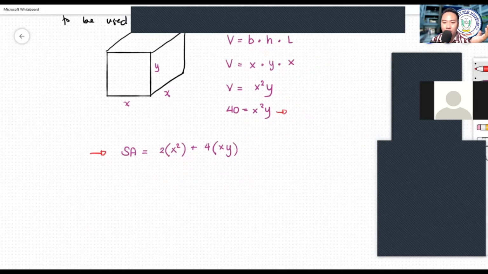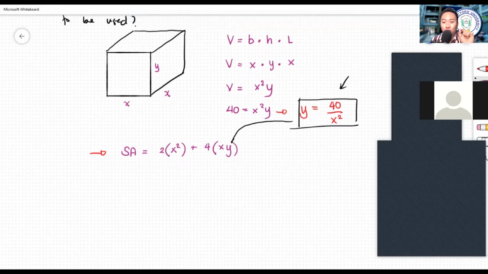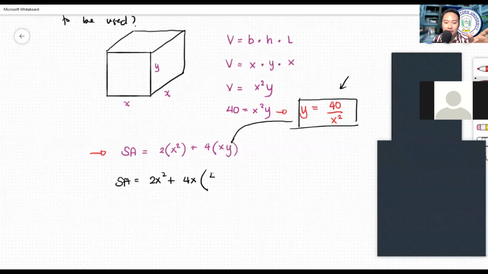This is the same thing as y equals 40 over x squared. Do you follow what happened here? Do you follow what I did here? So with that being said, this y here can be used to replace that y there, to make sure that we have only x. So the surface area, guys, is 2x squared plus 4x times 40 over x squared.